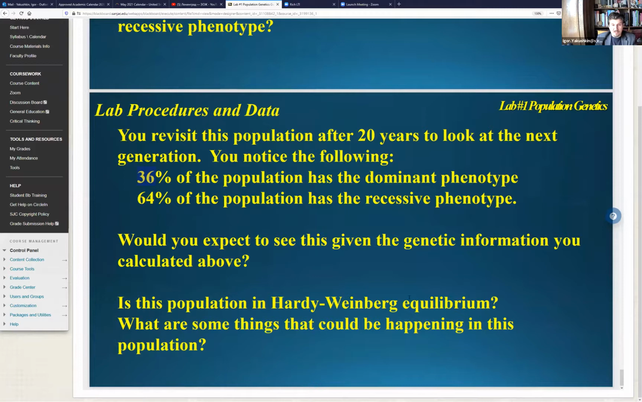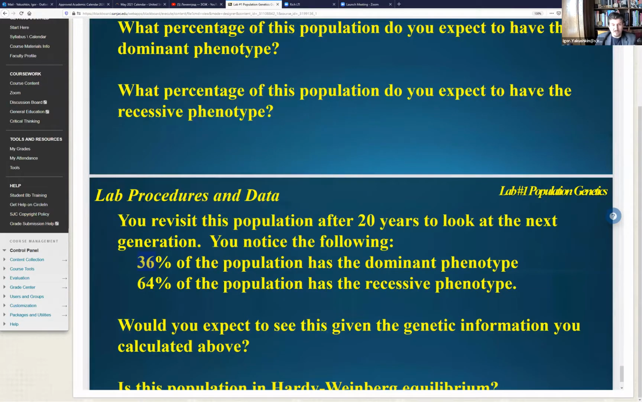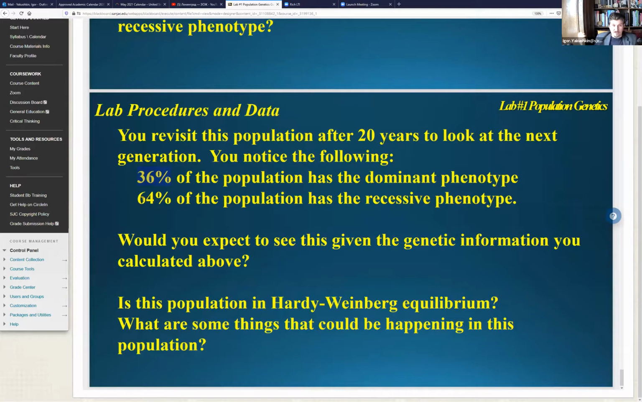Is this particular population in equilibrium? No, it's not, because remember, we had 19 and 81. Now we have 36 and 64. Because they changed, it's definitely not in equilibrium. What things could be happening in this population? Any of those things which disturb the equilibrium: natural selection, mutation, non-random mating, immigration or emigration, gene flow.